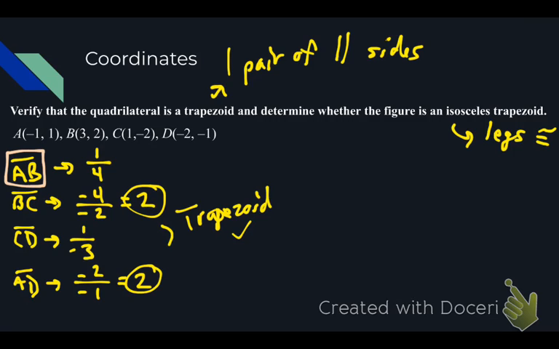That's a leg. And I'm sorry, not AD. CD would be the other leg. So we have to determine, are AB and CD congruent? What do we have to use for that?